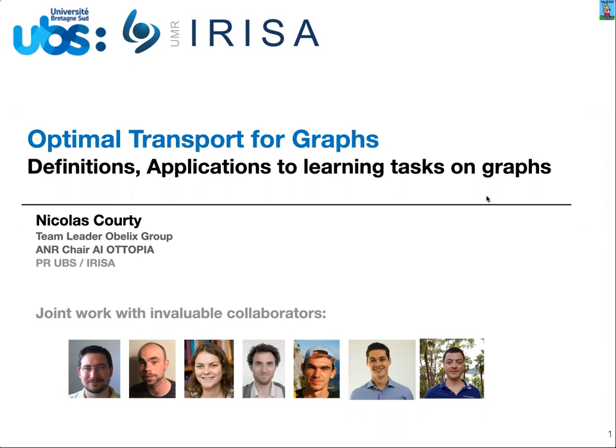Okay, thanks a lot, Said, for the introduction, and thanks a lot for inviting me to present my work during this webinar. So actually, as you said, I'm the leader of the Obelix group in Vannes, very close to Brest, and we are doing some work at the crossroad between machine learning and remote sensing. And I'm also one of the recipients of one ANR chair, which is called Autopia, which is linked to the applications of optimal transport in remote sensing.